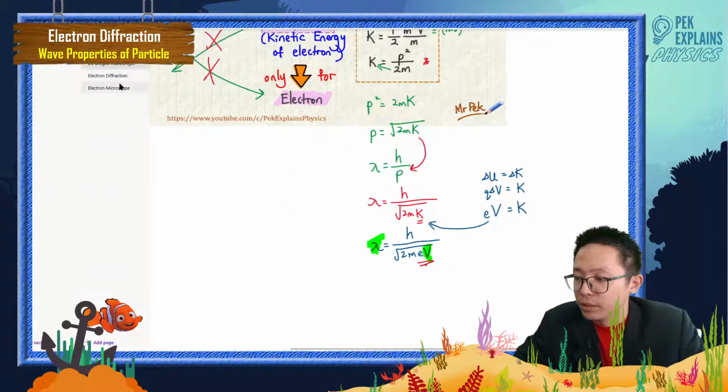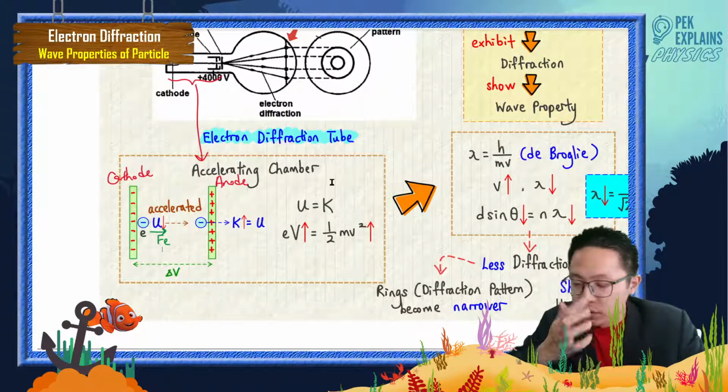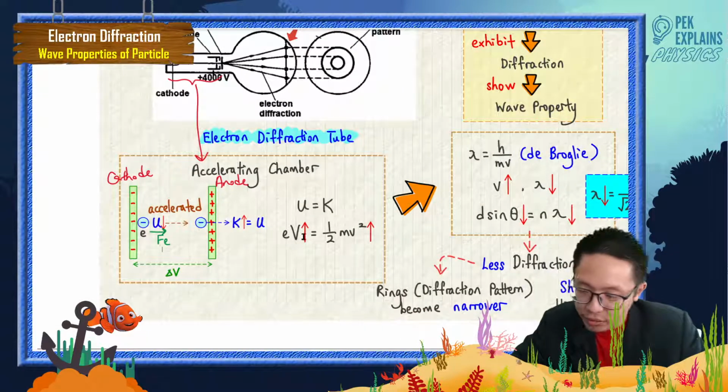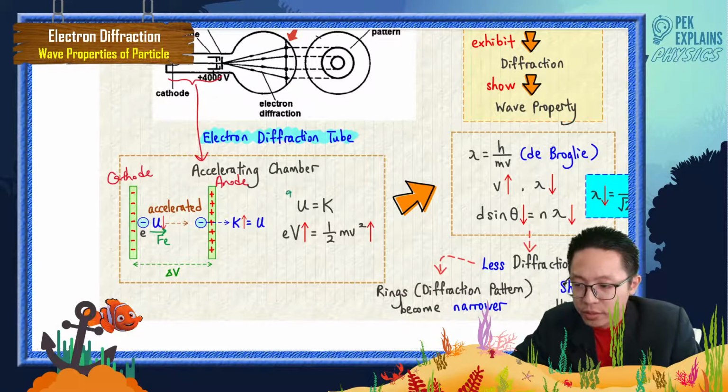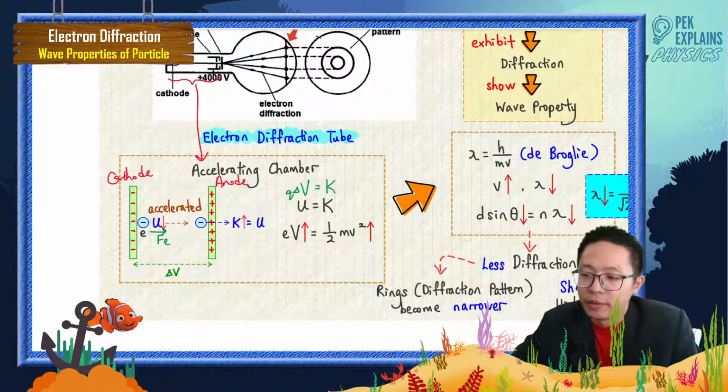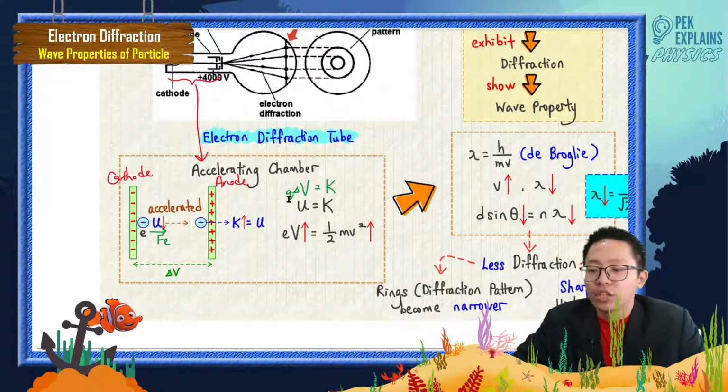Okay, let's go back to this one, electron diffraction. You see, this U is actually Q times delta V. Q is the electron charge, since we are using electrons, and this V is actually delta V, but we simplified and just write V. We can understand this V is actually delta V. Delta V means the potential difference between the two plates.